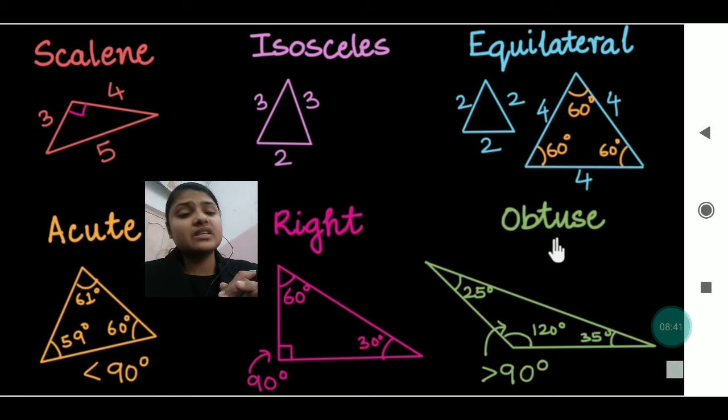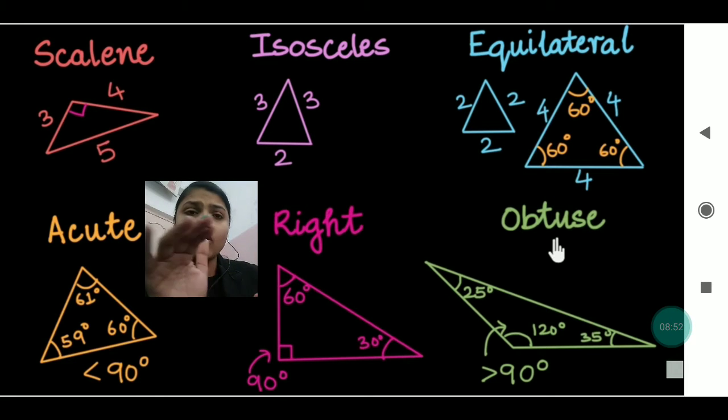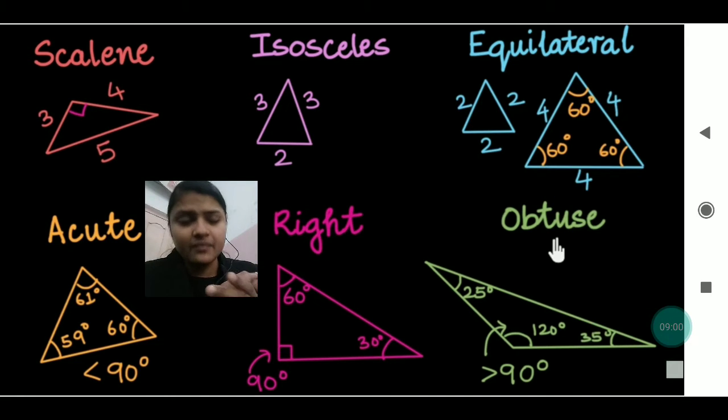Triangles are basically classified on two bases: first on its sides, and second on its angles. Scalene triangle, isosceles triangle and equilateral triangle are categorized on the basis of sides, whereas acute angle triangle, right angle triangle and obtuse angle triangle are categorized on the basis of angles.